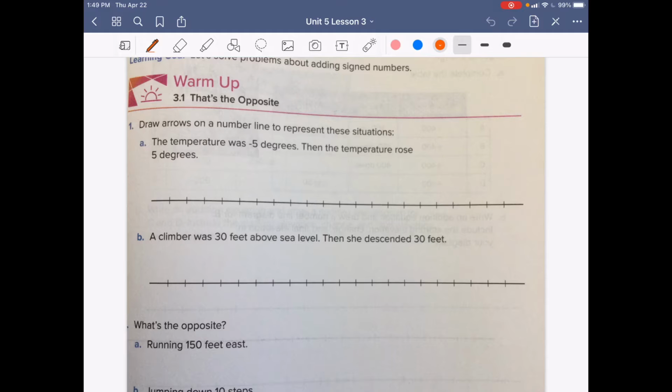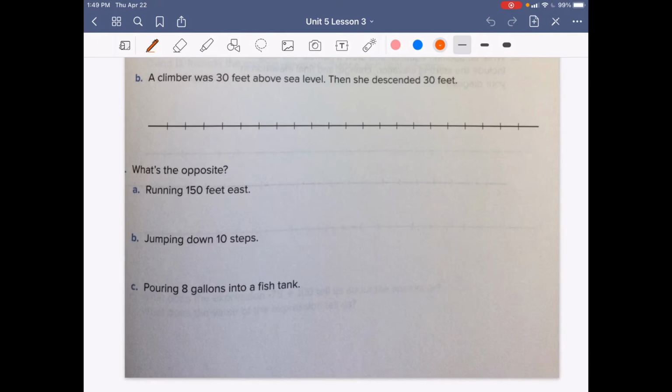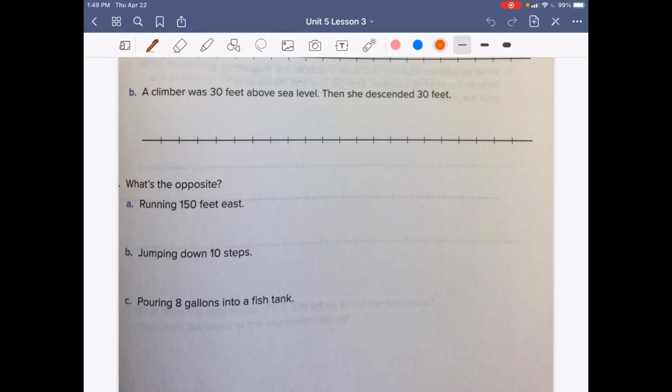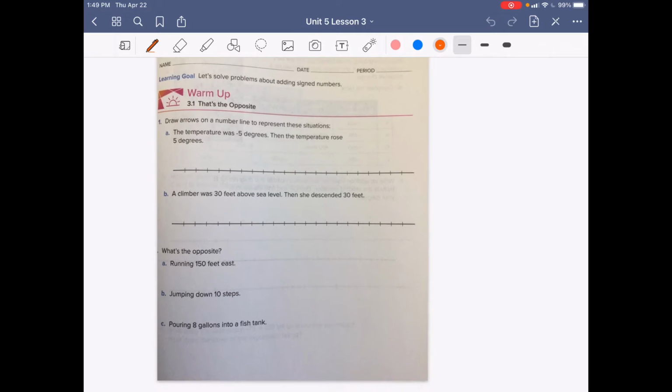The temperature was -5 degrees, then the temperature rose 5 degrees. A climber was 30 feet above sea level, then she descended 30 feet. What's the opposite? Running 150 feet east, jumping down 10 steps, pouring 8 gallons into a fish tank. So pause the video and take a few minutes to answer those questions.